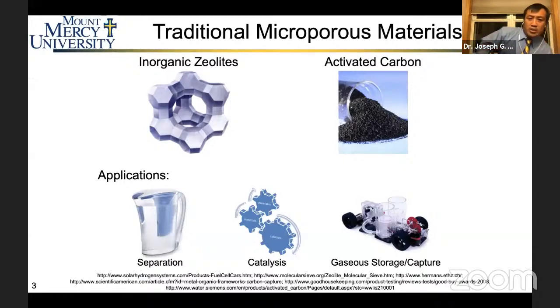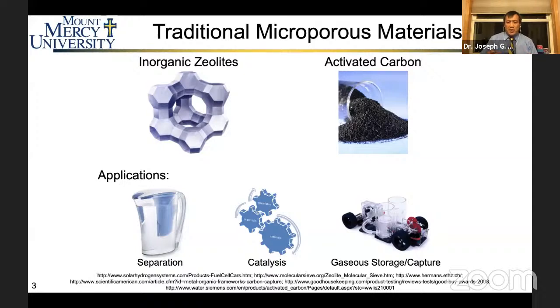And so what I like to start with is talking about these traditional microporous materials. What we know of some of the traditional microporous materials are these inorganic zeolites or activated carbons. These inorganic zeolites are aluminum silicates. Both of these materials have these wonderful absorbent properties. And because they can absorb certain types of compounds, they've been widely used in industry for separations and catalysis. A little bit of gas storage and capture, there was a time where that was interesting at one point in time. But again, where its value was mainly in catalysis and separations.